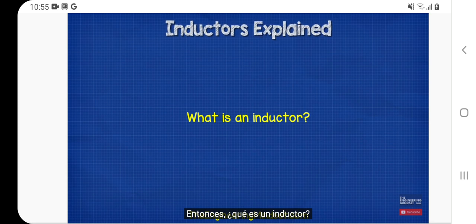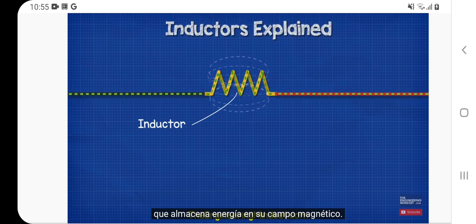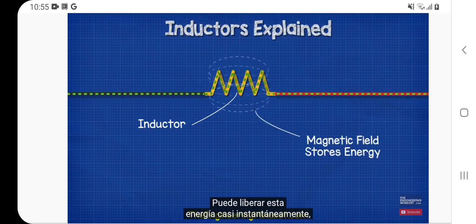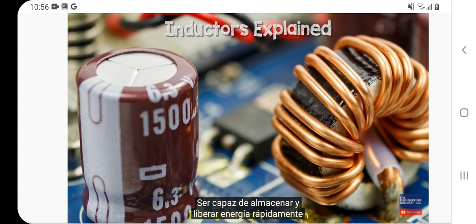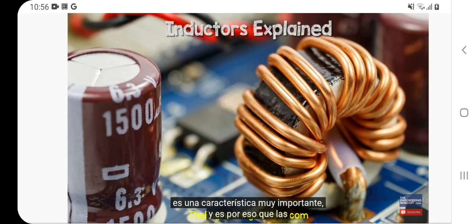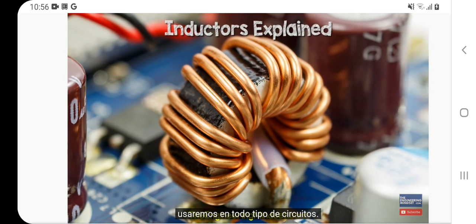So what is an inductor? An inductor is a component in an electrical circuit which stores energy in its magnetic field. It can release this energy almost instantly, and we'll see how it does that later on in this video. Being able to store and quickly release energy is a very important feature, and that's why we're going to use these in all sorts of circuits.